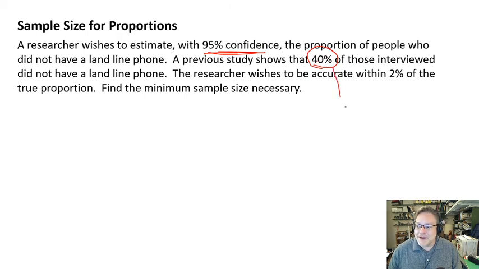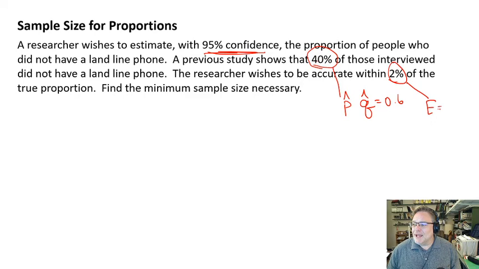That's our prior estimate for p hat, isn't it? Which means that we also have a prior estimate for q hat. That's got to be 100% minus 40%, or 60%, which is 0.6. The researcher wishes to be accurate within 2%. So within 2%, that's our value for E, and 2% as a decimal is 0.02.